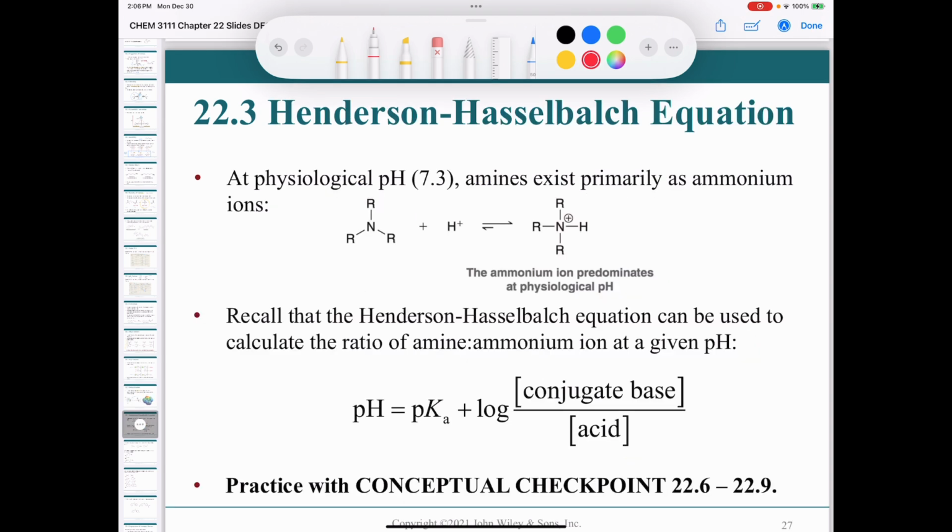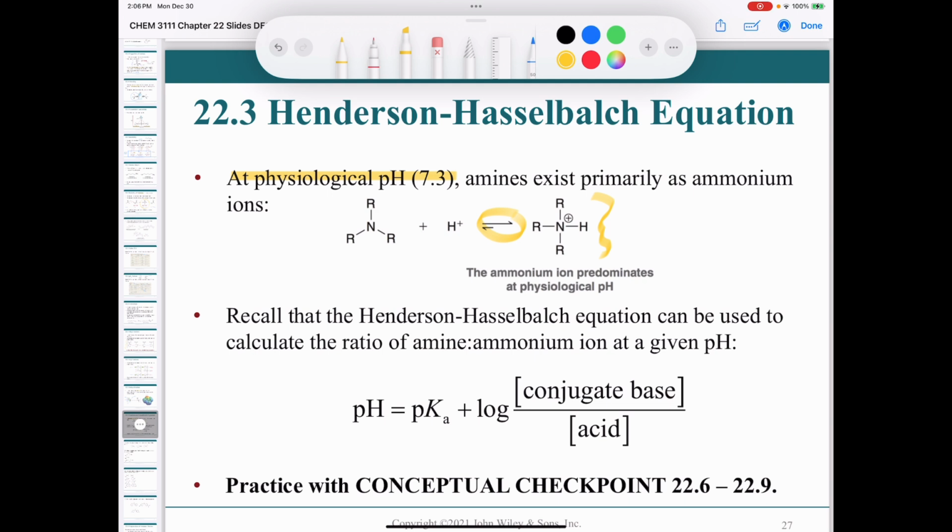Now, staying in that biochemistry vein, if you move into biochemistry, you're going to talk about physiological pH a lot. So physiological pH is around 7.3. I know you could do some arguing about that. But anyhow, the bottom line, what you need to know for this class is that at physiological pH, the equilibrium is going to lie hard to the side of the protonated form of your amine. So amines exist primarily as ammonium ions.